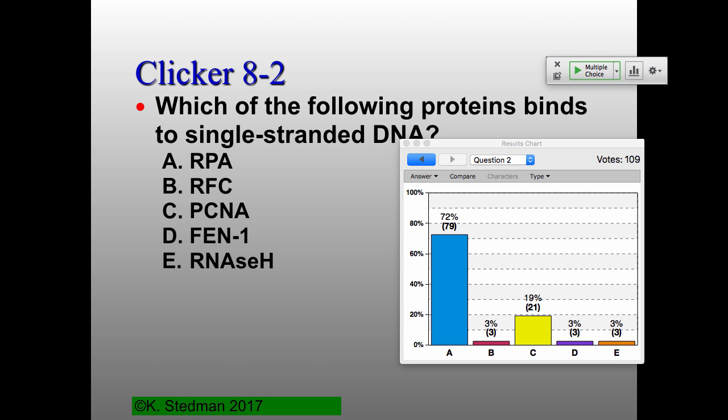RPA. Again, these are the kinds of things that I would expect you to remember. Again, I'll give you that table on that last slide. SSB, RPA. What's RFC? The clamp loader. PCNA is the clamp. Fen1 is flap endonuclease. RNase H is RNase H that cuts the DNA-RNA hybrid.